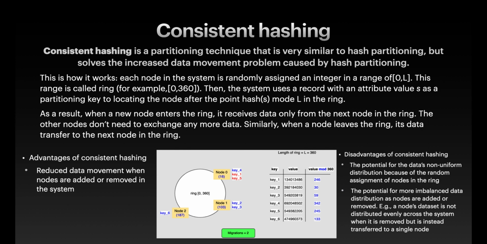Disadvantages of consistent hashing: the potential for the data's non-uniform distribution. Because of the random assignment of nodes in the ring, there is potential for more imbalanced data distribution as nodes are added or removed. E.g., a node's dataset is not distributed evenly across the system when it is removed, but is instead transferred to a single node.